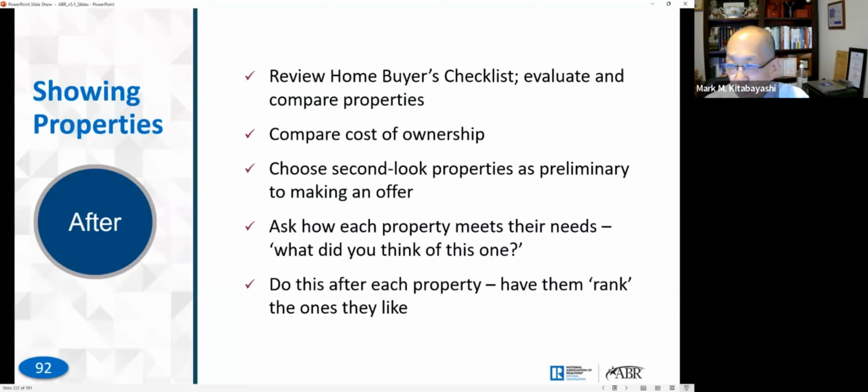So those are some of the very easy safety tips. After showing, review home buyers' checklists, evaluate and compare properties. Compare cost of ownership, because depending on which house you see, there might be different costs with electricity or even homeowners association fees, taxes, and so forth.